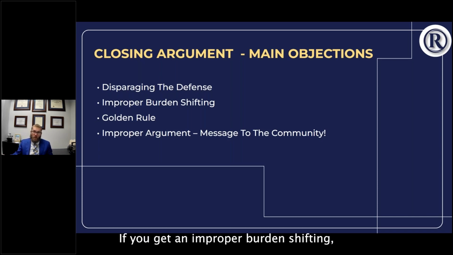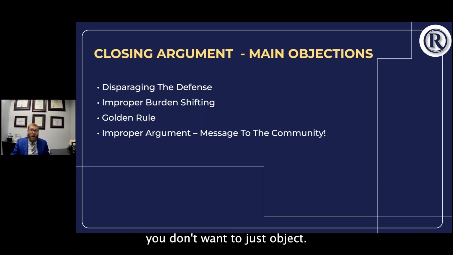If you get an improper burden shifting, you don't want to just object. You might even want to move for a mistrial. That's something you need to talk about with your client before you move for the mistrial. It's part of their decision as well.